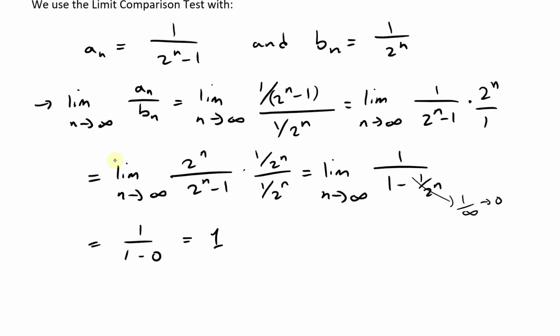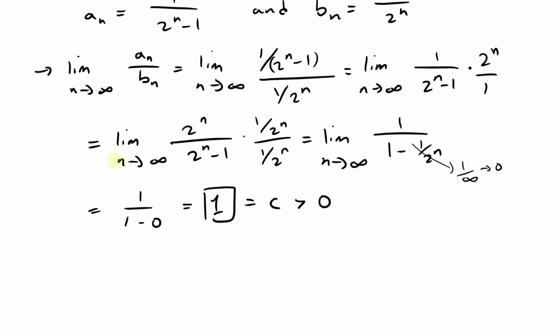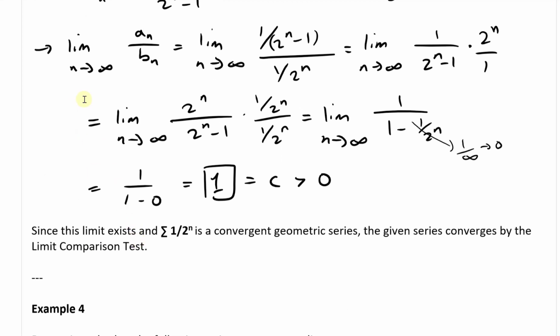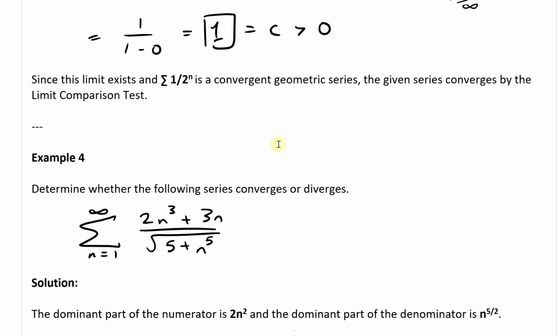So we get the constant, this right here is equal to our c value, and this is going to be greater than 0. So that equals 1, and since this limit exists and it's greater than 0, and we know that the summation of 1 over 2^n is a convergent geometric series, the given series converges by the limit comparison test. So yes, it's convergent. They're both convergent if the constant c that we get is greater than 0.